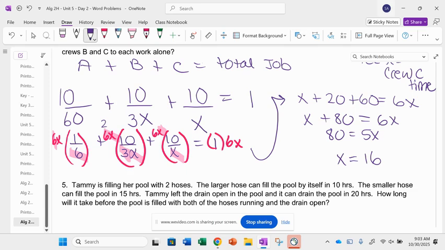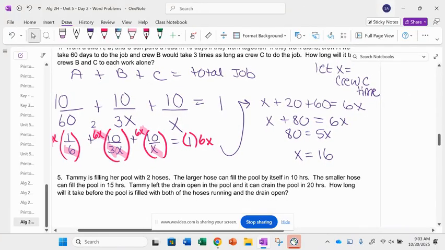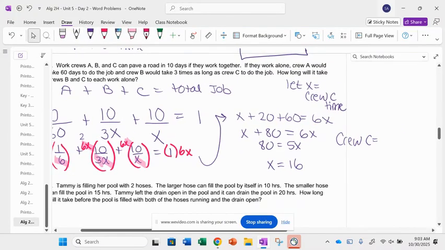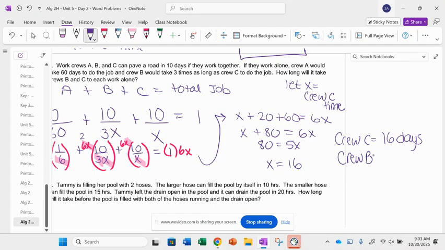So go back. What is it asking? How long will it take crew B and crew C to each work alone? Well, we said X was which one, crew B or crew C? Crew C. So we know crew C is, these are days, so crew C is 16 days. What about crew B? 3 times 16, which is 48. You got it.